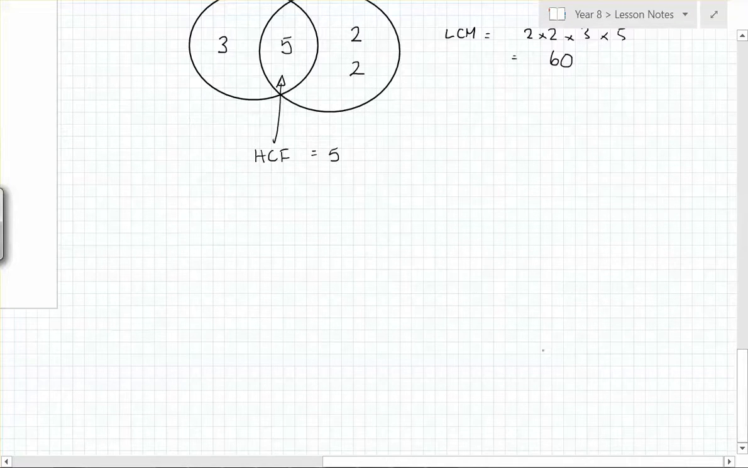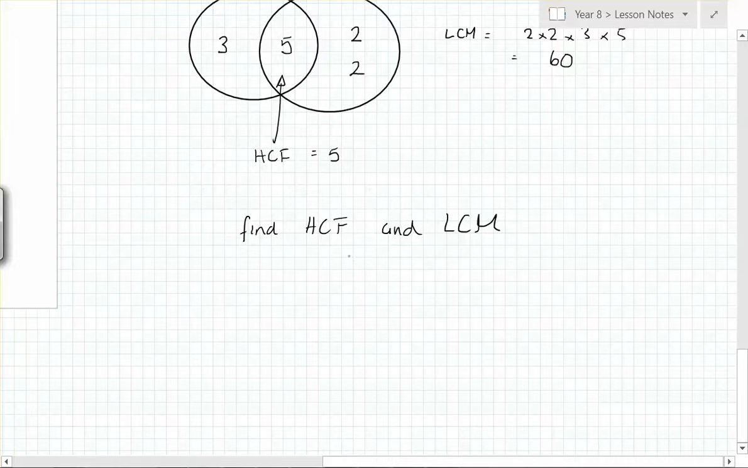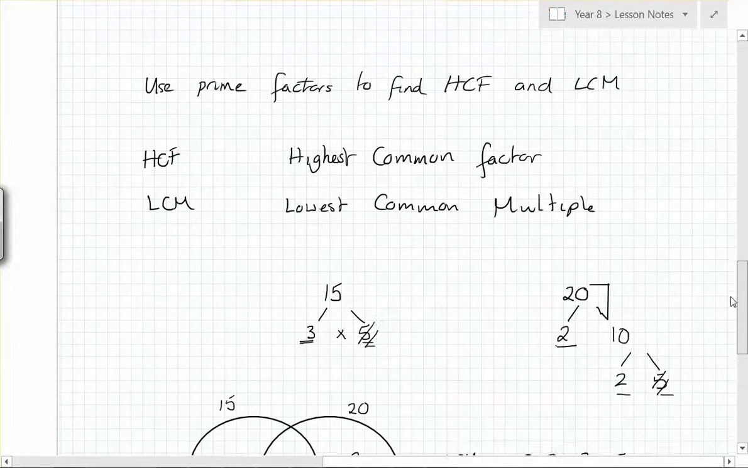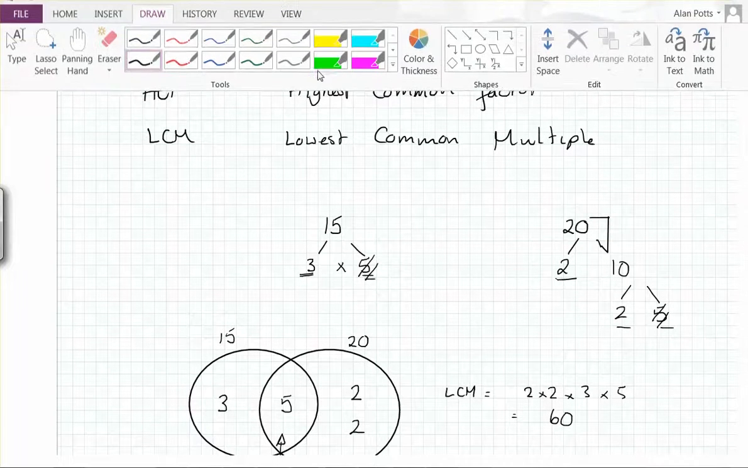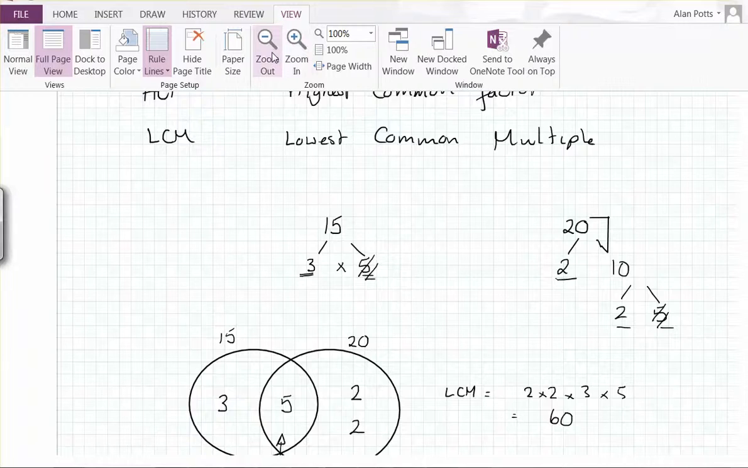So let's have another go at finding the HCF and LCM. You can do this one now. Let's do something a bit more difficult: 36 and 24. It'll take a bit of multiplying at the end. The objective was up there: use prime factors to find HCF and LCM. If you haven't made your notes, let me just zoom out.